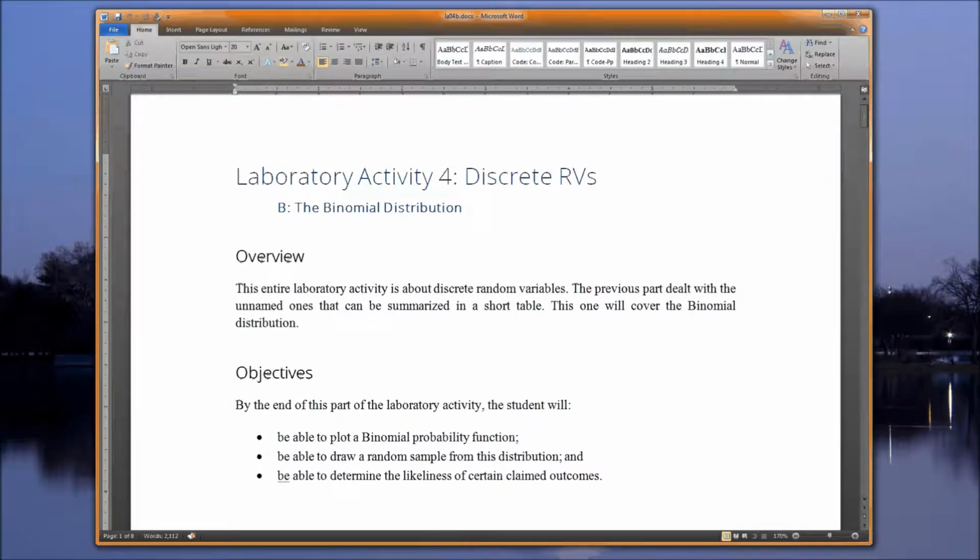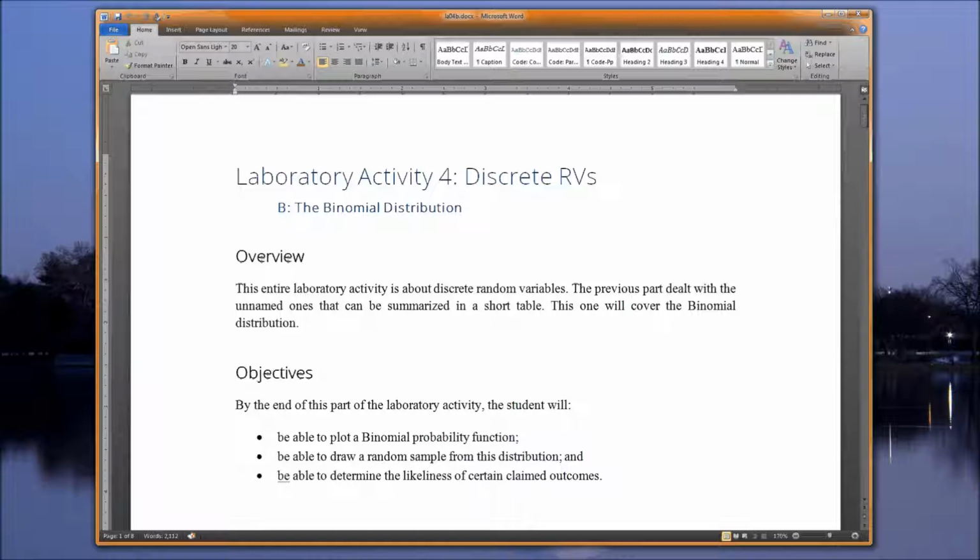Welcome to Lab Activity 4, Discrete Random Variables, Part B, where we cover the Bernoulli and the binomial distribution. Now this entire lab activity is about discrete random variables. In the previous part, Part A, it dealt with the unnamed ones that can be summarized in a short table. This part is going to cover the Bernoulli and the binomial distributions. And technically the Bernoulli distribution is just a special case of the binomial. Alternatively, the binomial can be thought of as just a generalization of the Bernoulli.